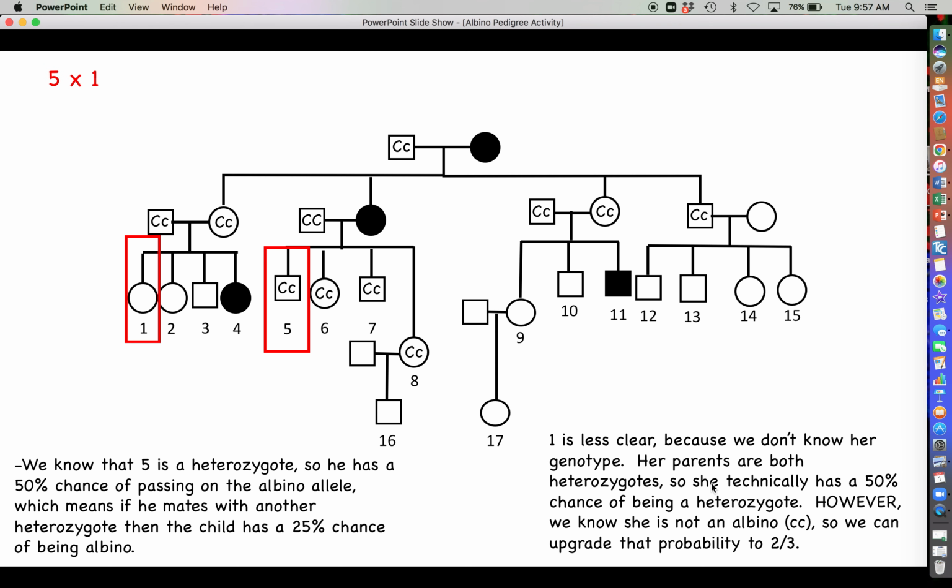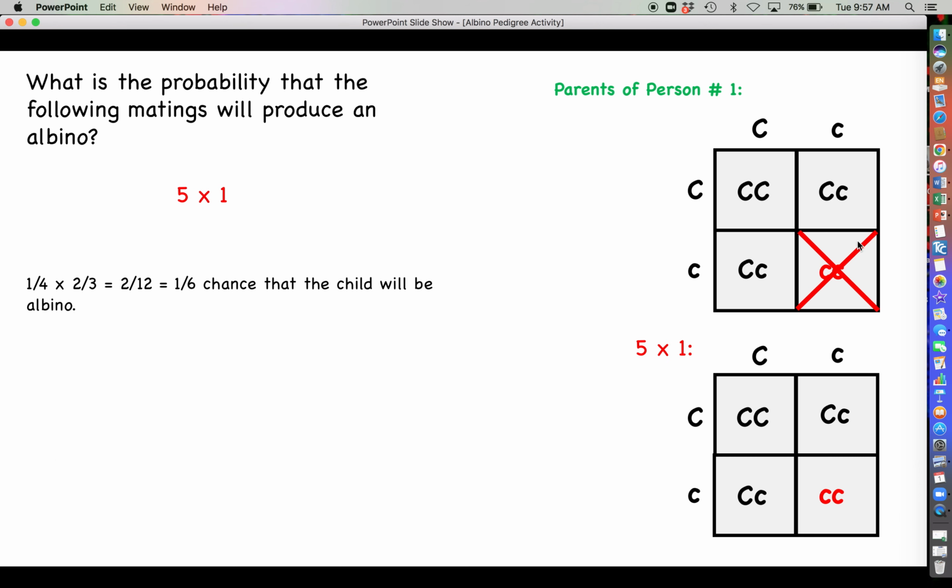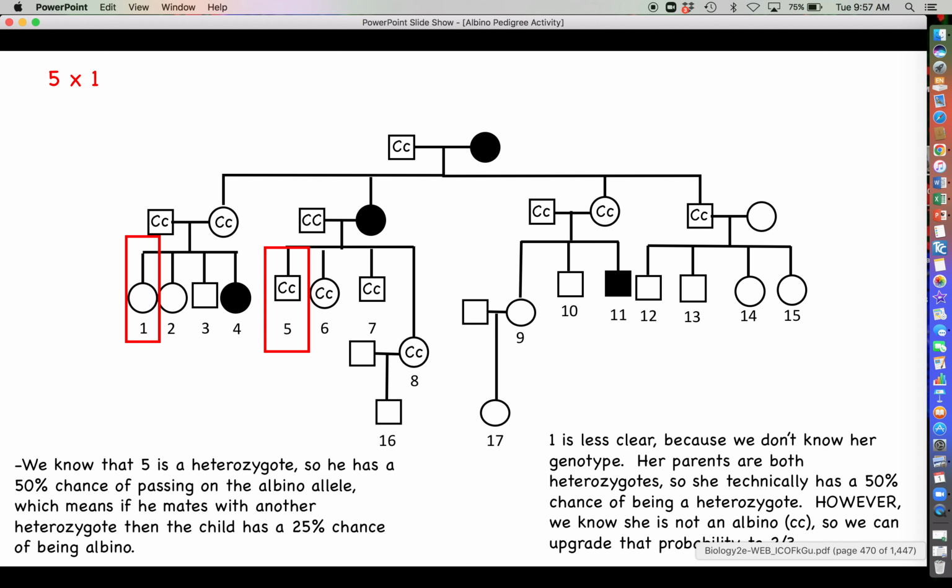But if you come back here, it says that technically she has a 50% chance of being a heterozygote just on the basis of that Punnett square, but we know she is not an albino because we can look at her with our eyes and see that she is not albino. We can see that she's got some pigmentation in her skin and in her hair. So we can actually eliminate that 4th possibility, meaning that now we're only considering 3 possibilities. In 1 of the 3 she's homozygous dominant, and in the other 2 she is a heterozygote. So instead of calling this a 2 in 4 possibility that she's heterozygous, it's instead a 2 in 3 possibility because we know she is not an albino.